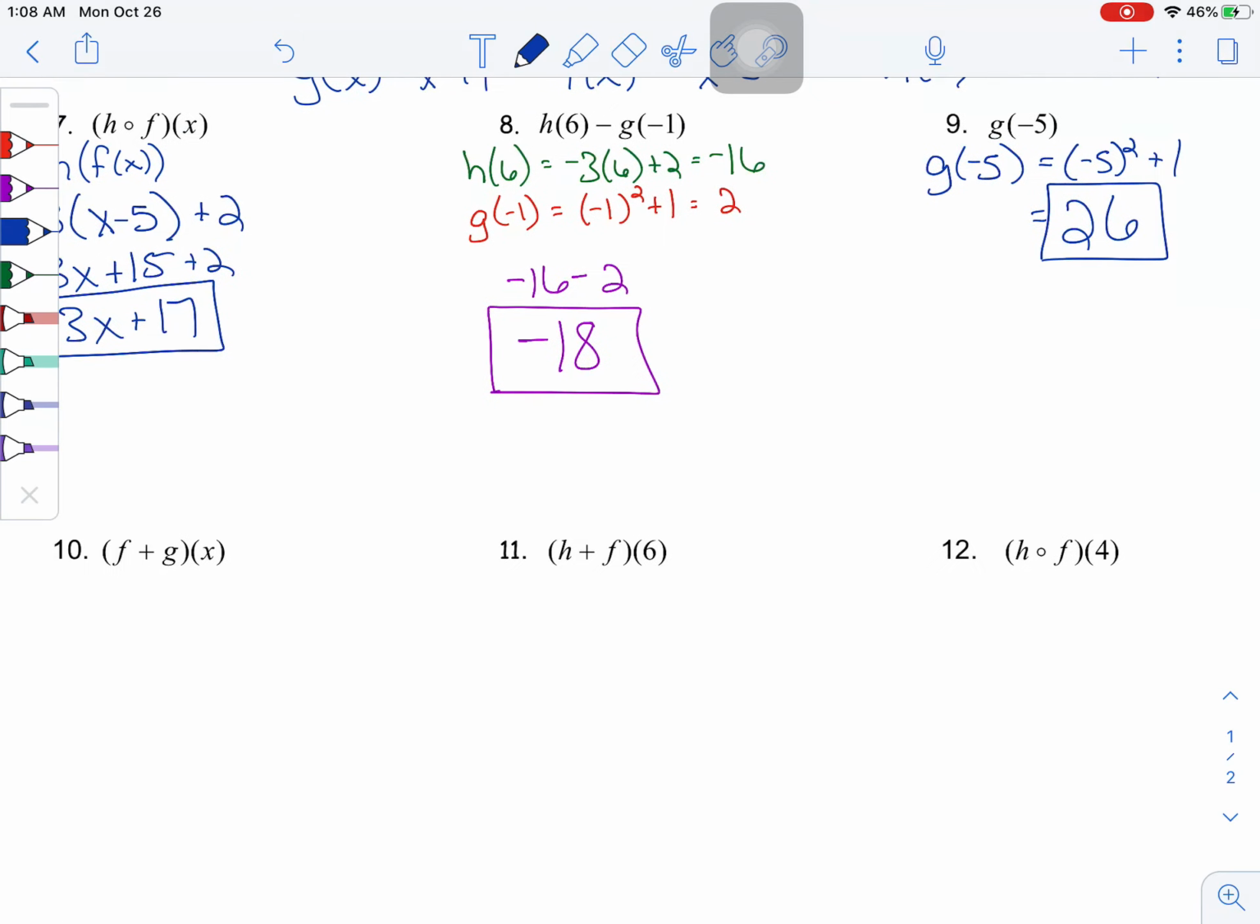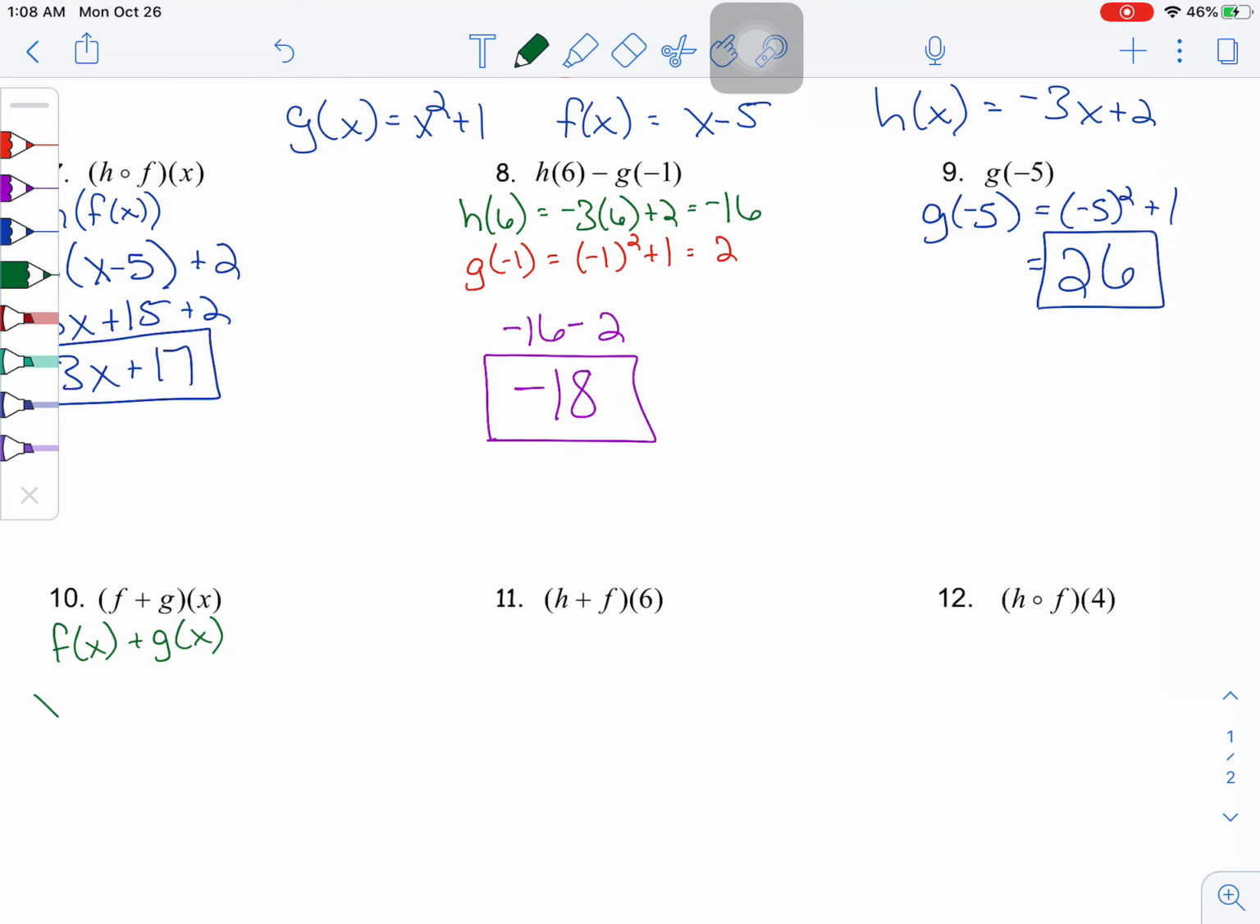All right. Problem number 10 is another composition. We've got f of x plus g of x. So our f of x function is x minus 5 plus the entire g of x function, which is x squared plus 1. You don't have to put it in descending order, but I tend to. So start with your highest power of x, your next, and then your constant at the end. Again, it's not equal to anything, so there's nothing to solve here.